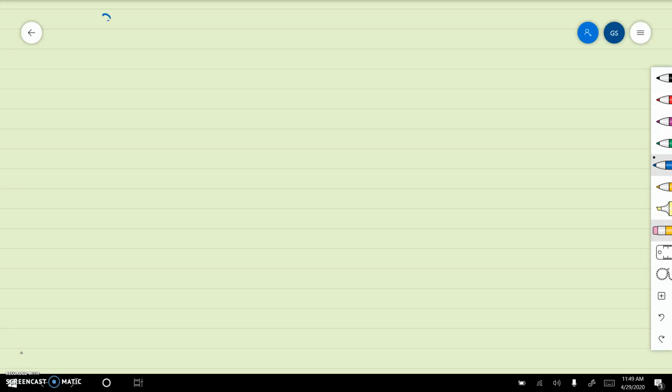Lesson 8-4, and that is going to be called simplifying radicals.